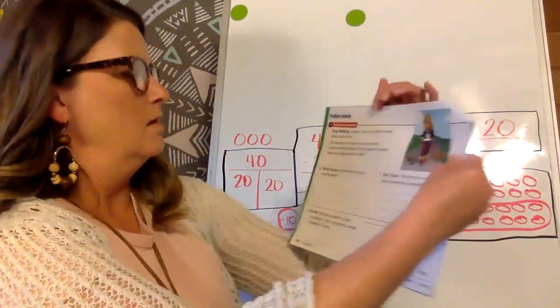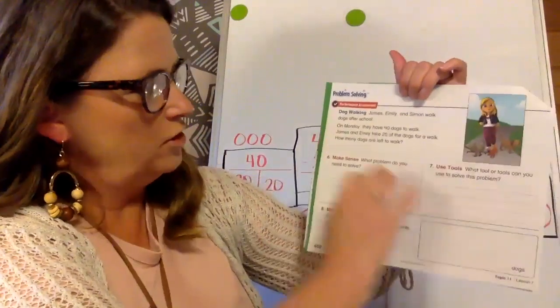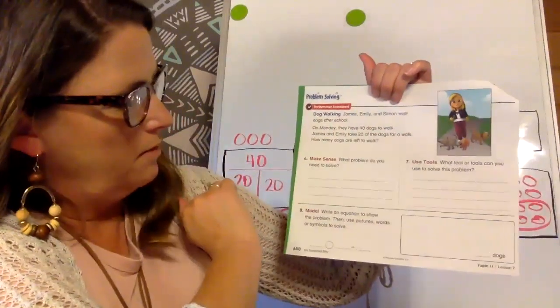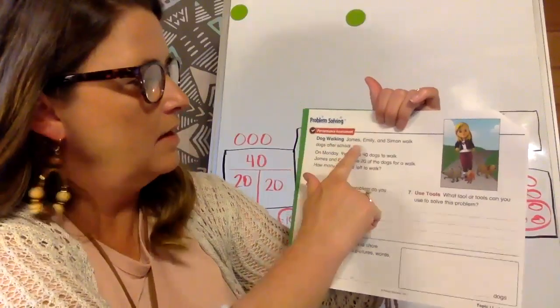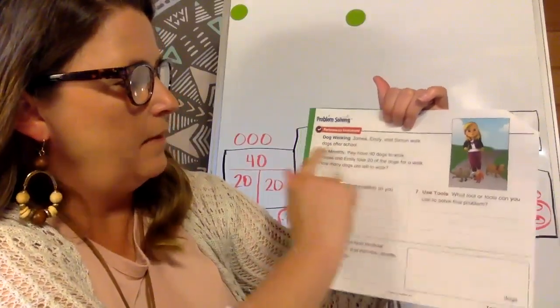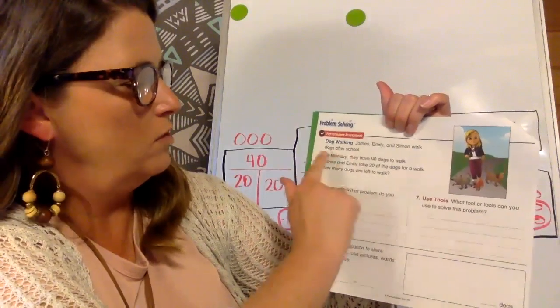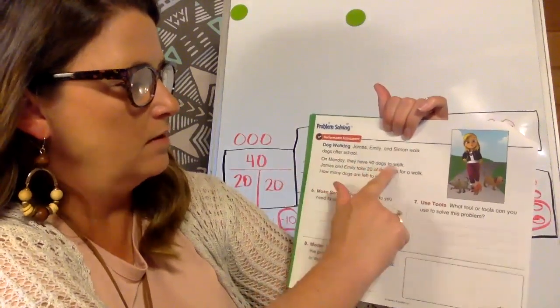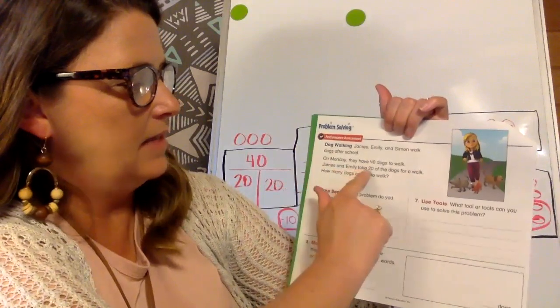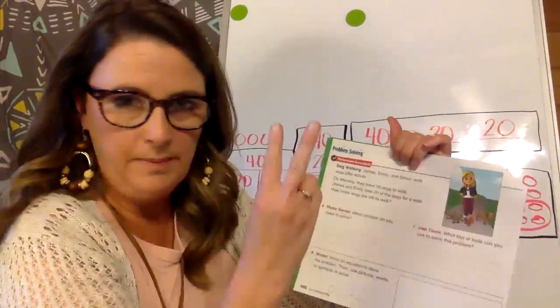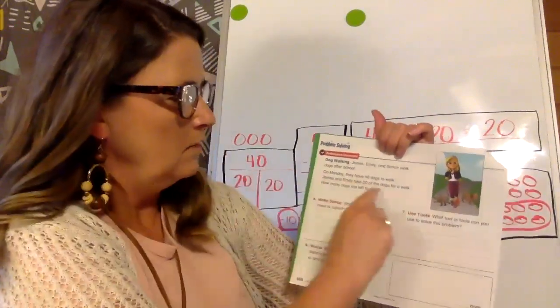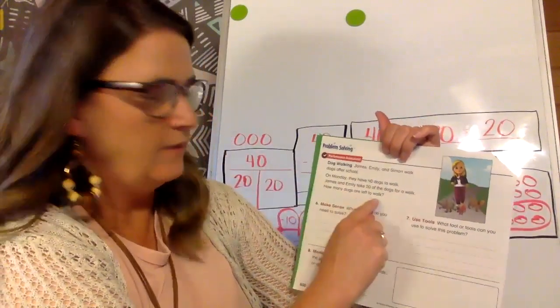Okay, so these questions are going to go with this one story problem here. It's a little story problem called dog walking. It says James, Emily, and Simon walk dogs after school. On Monday, they have 40 dogs to walk. James and Emily take 20 of the dogs. So James and Emily together take 20. Okay, 2 people take 20 of the dogs for a walk. How many dogs are left to walk?